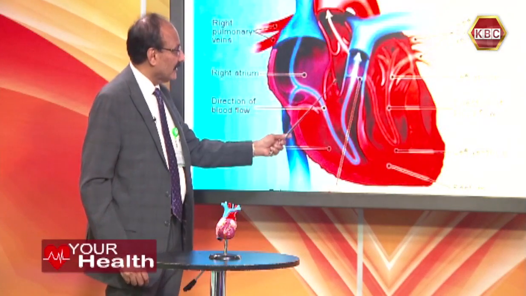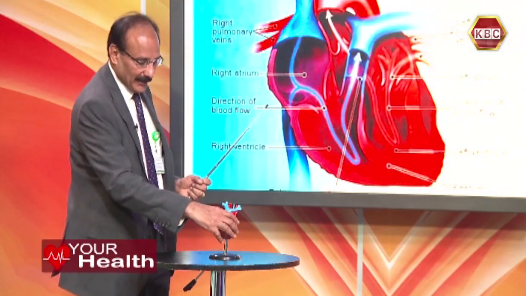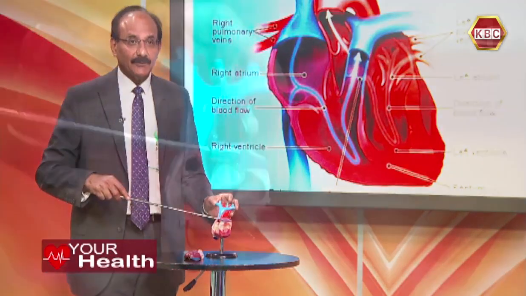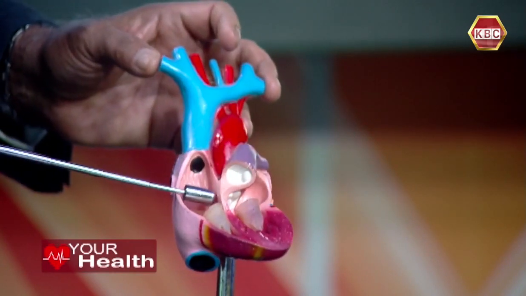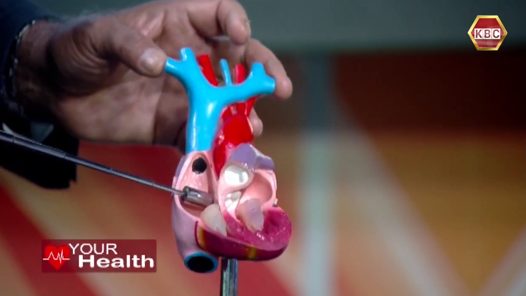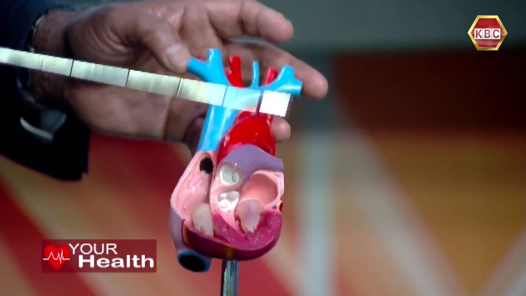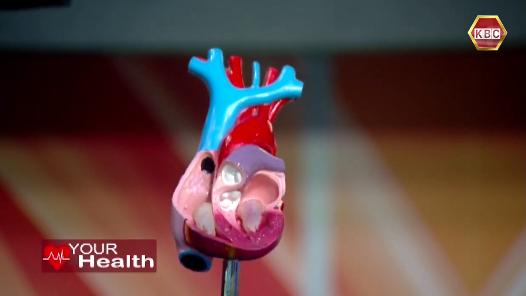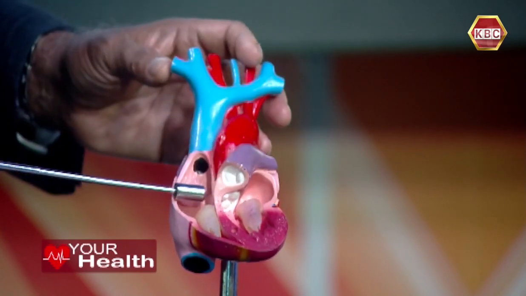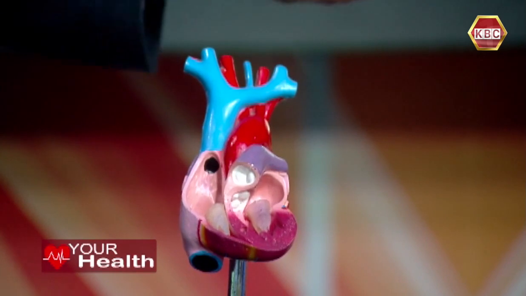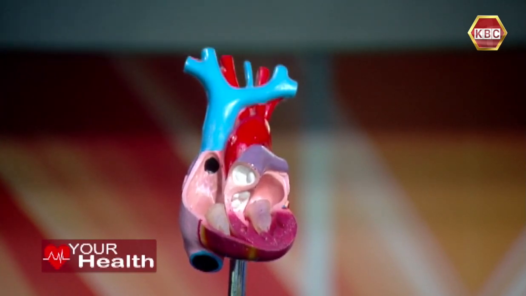It's a hole, yeah. So the hole can be between the two upper chambers. Actually, there should not be any hole. If you look at this, there is a wall in between all these chambers, between the left and right. Sometimes there can be a hole between the two upper chambers or between the two lower chambers. If it is between the lower chambers, we call it ventricular septal defect, or VSD. If it is between the two upper chambers, we call it ASD, atrial septal defect. So this is a defect, they are born with it.